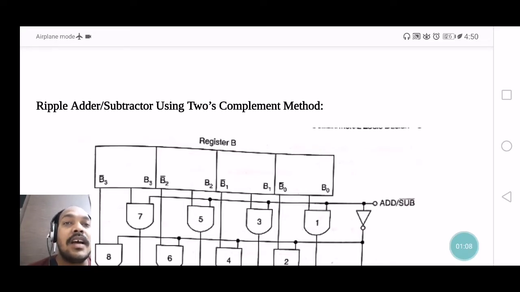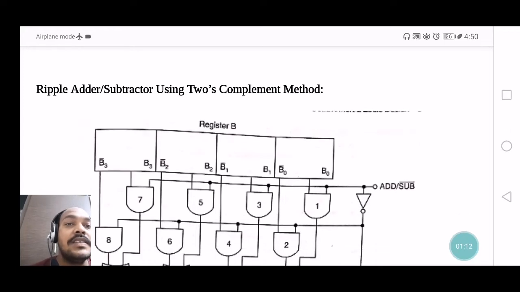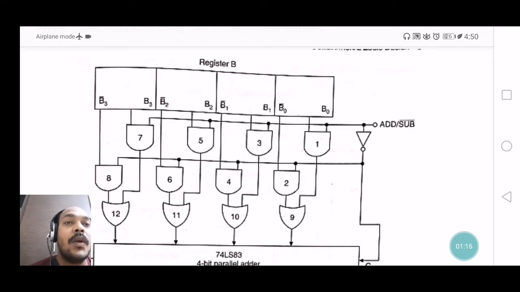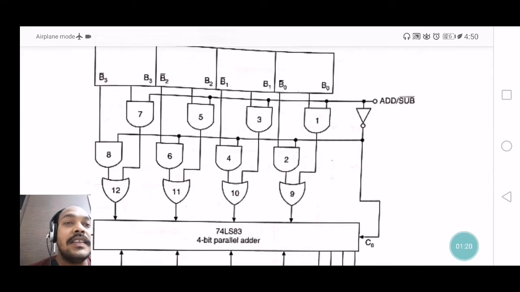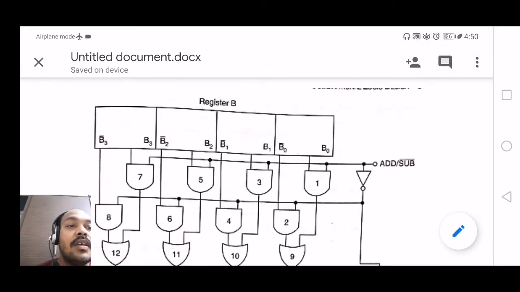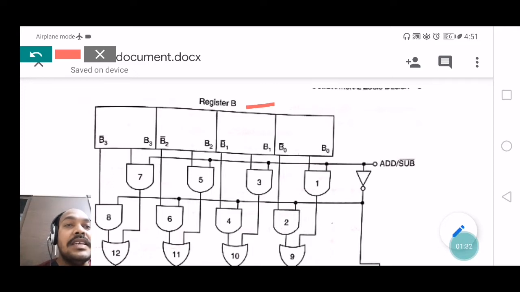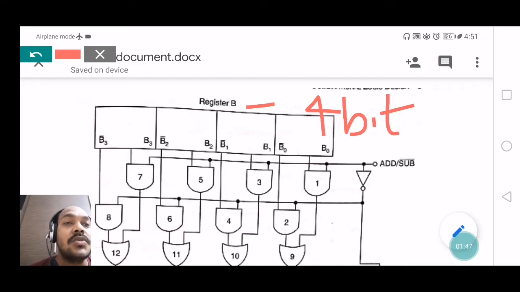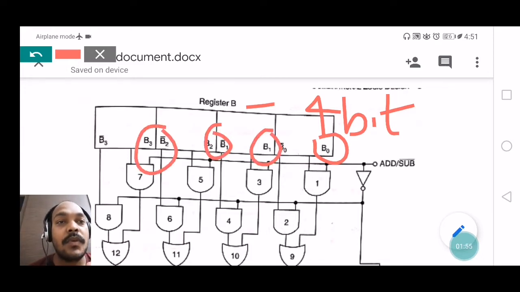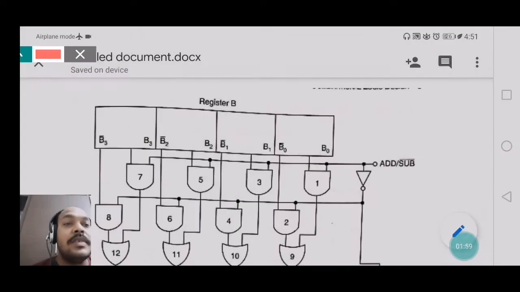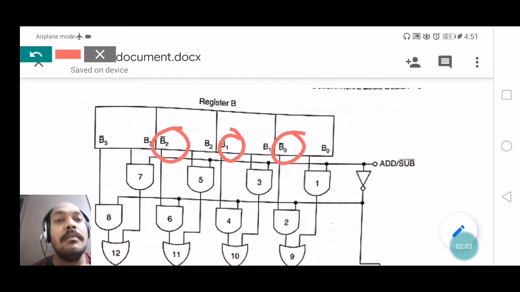In this ripple adder subtractor circuit, the circuit diagram is a little bit lengthy, but if you observe it, one of the operands is register B. The general definition of a register is that it is used to store bits. Register B is a 4-bit register, that means it stores 4 bits only, and those bits are B0, B1, B2 and B3. Another set is their complements also: B0 bar, B1 bar, B2 bar, B3 bar.